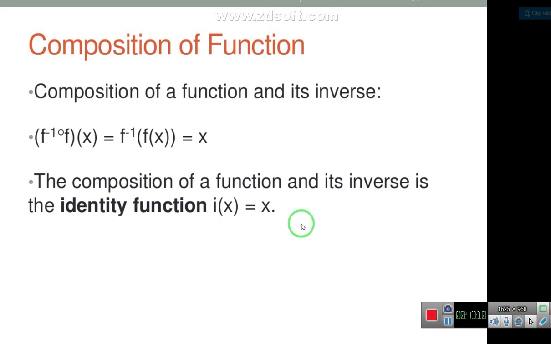Now coming to the composition of a function with its inverse. If you have a function f of x and you also have the inverse of the same function, the result will be x. So the composition of a function and its inverse is the identity function, I of x is equal to x. Just keep that in mind.